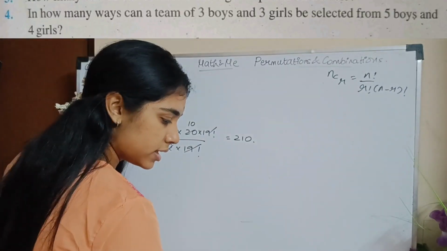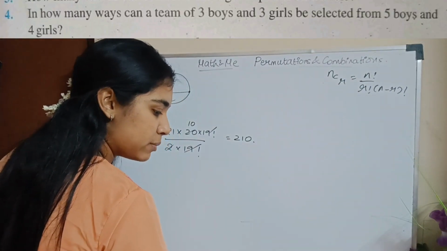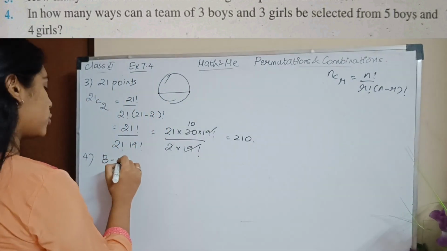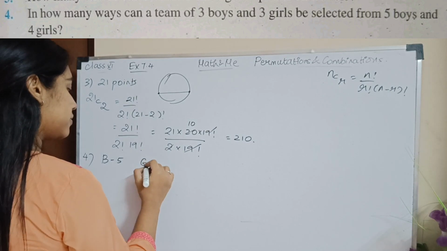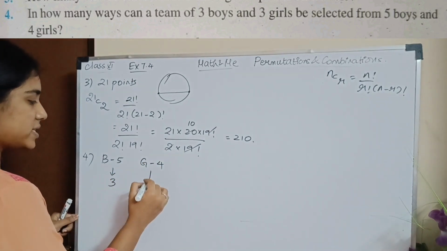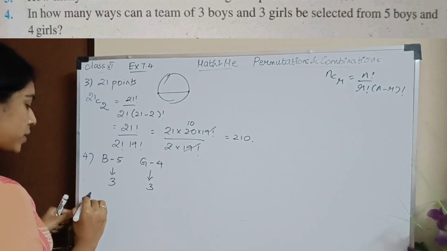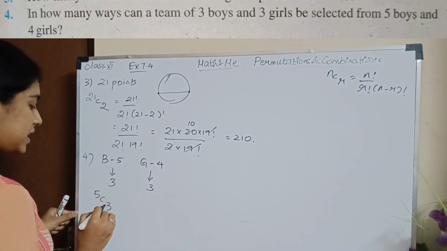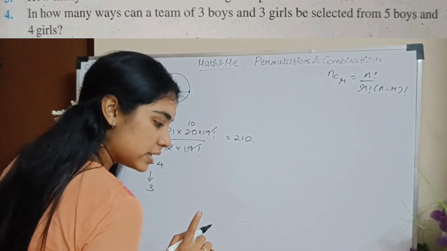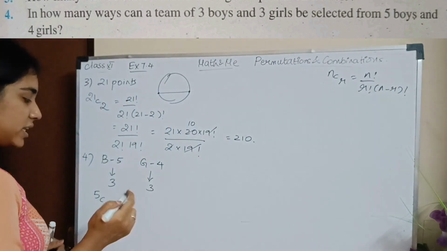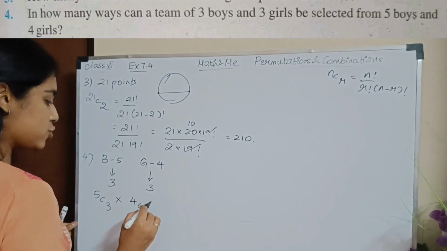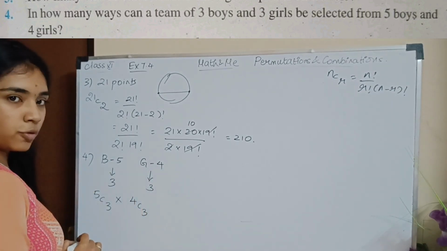Fourth question. In how many ways can a team of 3 boys and 3 girls be selected from 5 boys and 4 girls? So I have 5 boys and 4 girls. I need to choose 3 boys and 3 girls. So எப்படி choose பண்ணலாம்? 5 choose 3, 3 boys from 5 boys. In how many ways? 3 boys and 3 girls. And na multiplication. So it will be 4C3, choosing 3 girls from the 4 girls in total.